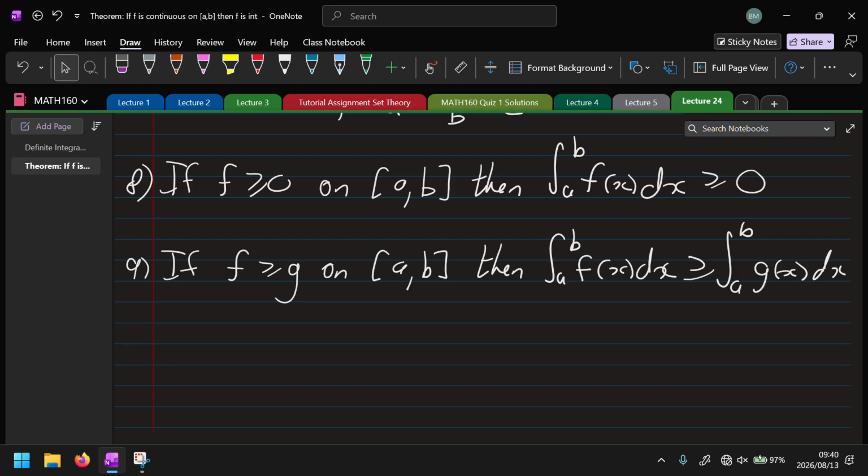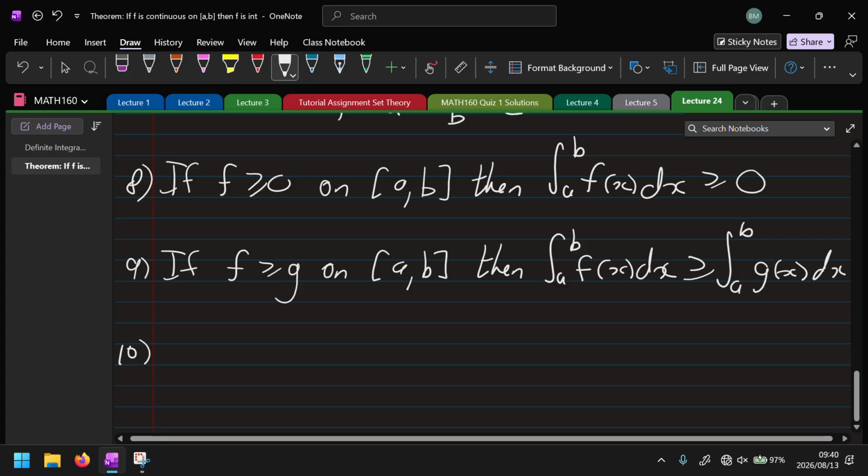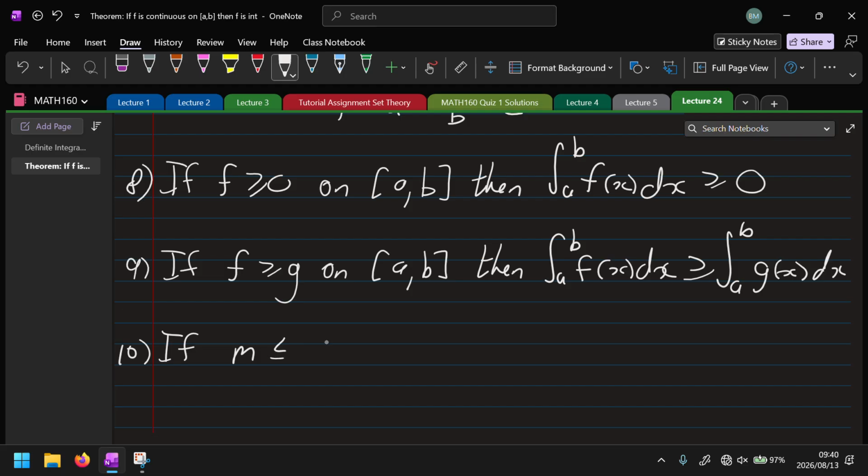The last one, number 10. Okay, if little m is less than or equal to f of x, which is less than or equal to capital M, on the closed interval AB. Again, I emphasize the closed interval, and we'll see this property over here we're going to use later on in the fundamental theorem of calculus. So please put a little star next to this one here. It will be the starting point for proving the theorem.